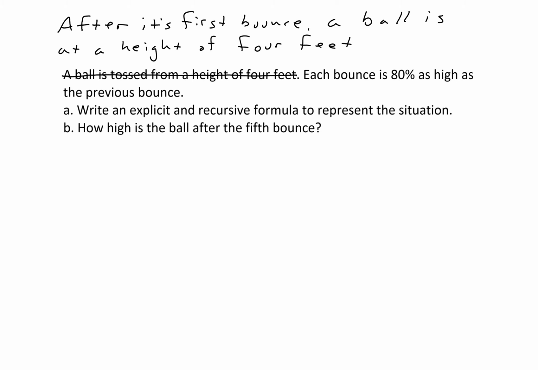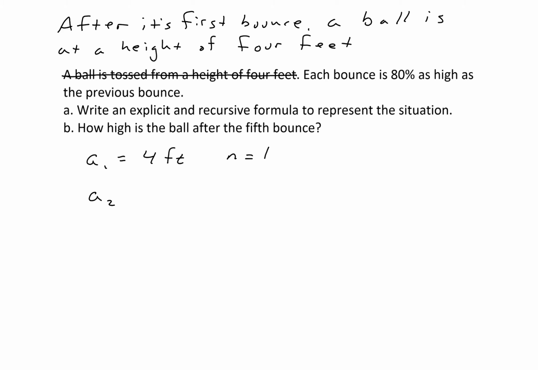So here's a little real-life situation with a geometric sequence. You'll notice I've crossed out how it's worded. You have to be a little bit careful with where you start these things. So I'm going to say a sub 1, which is the height after the first bounce, is 4 feet. So for this one, n equals 1 and the height is 4.